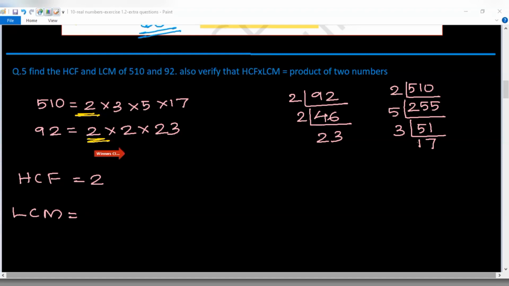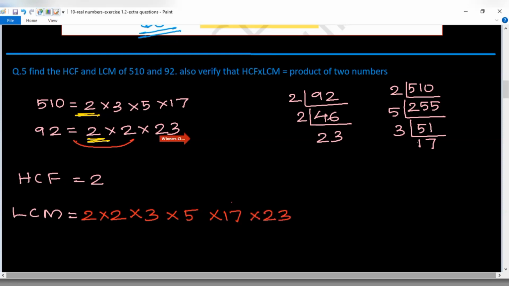So here, see, 2 comes 2 times here, and here only 1 time. So we have to take 2 times 2, because highest powers are to be considered. Next is 3. Even if 3 is not here, while calculating the LCM, we have to consider that 3. 5 also like that. 5 is not there in 92, but we have to take that as well. Then 17 we have to take, and this 23 also we have to take. That means we have to multiply each and every factor with its highest power.